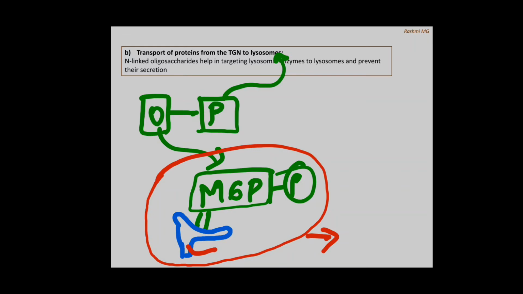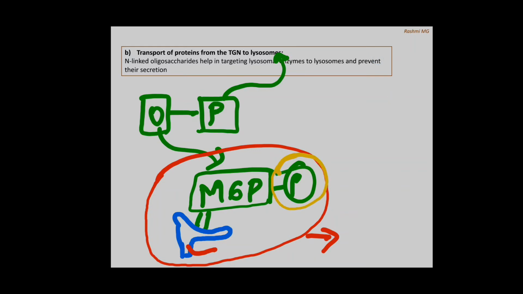oligosaccharide of the enzyme, fuses with the sorting vesicle in the late endosome, which has an internal pH of approximately 5.5. The bound lysosomal enzymes are released within the late endosomes. So this is our interest.